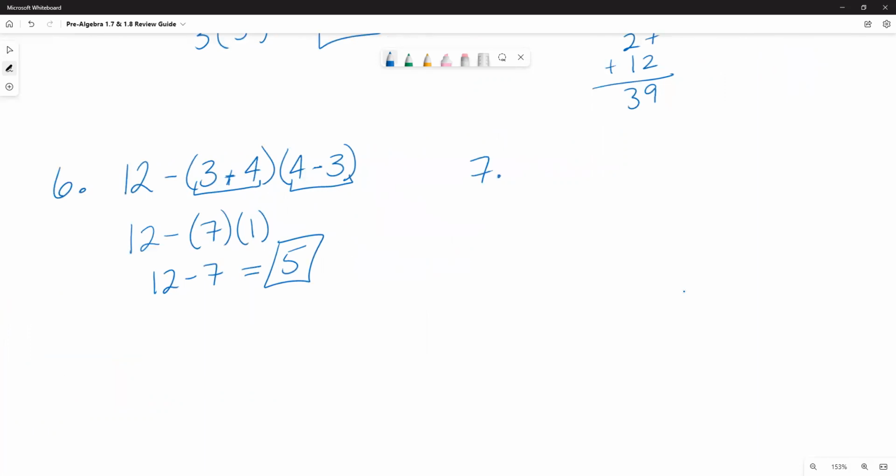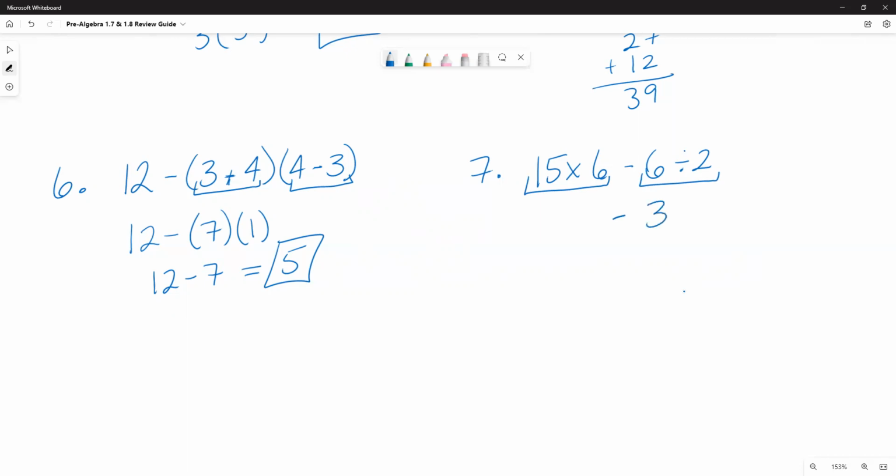Easy peasy. All right, Julian, last one. 15 times 6 minus 6 divided by 2. So what do I do first? You times 6 by 15. Can I also do the division part? Yeah, we can simplify both at the same time.